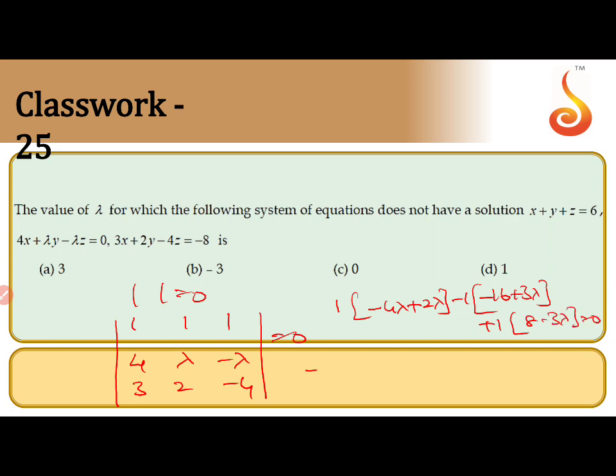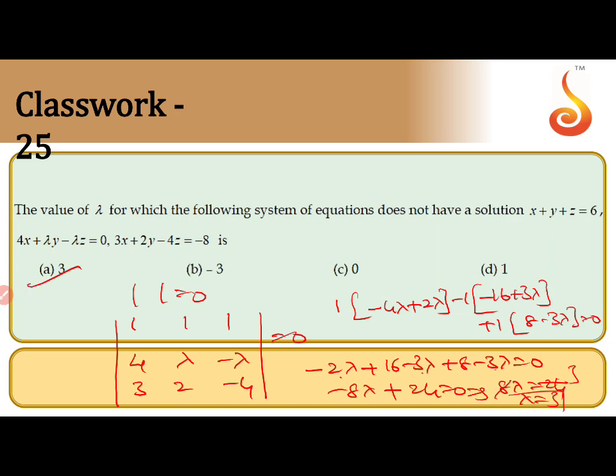You can simplify. So minus 2 lambda plus 16 minus 3 lambda plus 8 minus 3 lambda equal to 0. So minus 2 lambda minus 3 lambda minus 3 lambda, that is minus 8 lambda plus 24 equal to 0. That means 8 lambda equal to 24. So lambda equal to 3. Which option is matching? First option is matching. For solving directly, the system has no solution means the determinant must be 0. If that is 0, you can solve the determinant of the matrix to get the answer for this one.